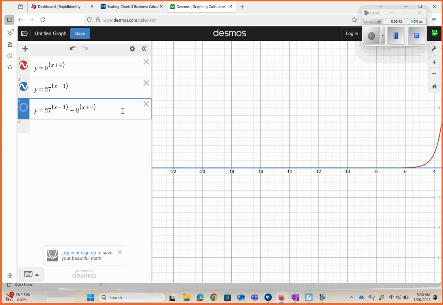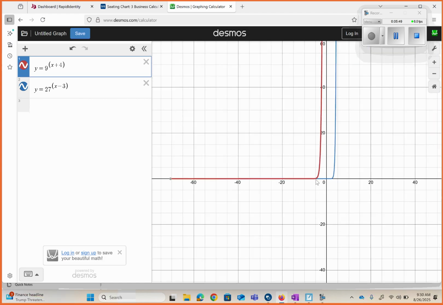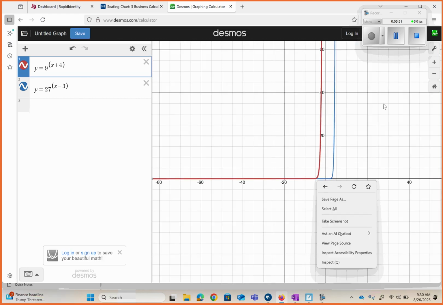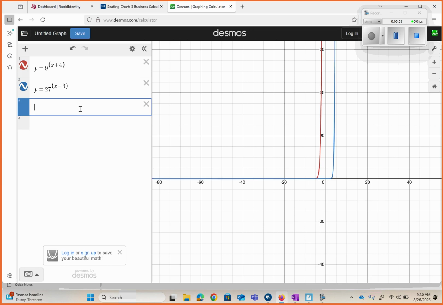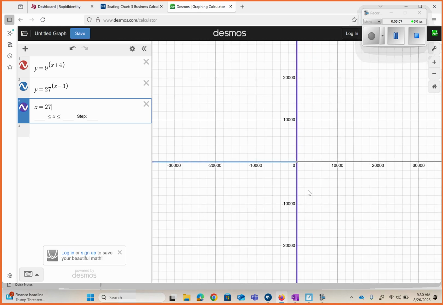Kill that. Okay, so if we go out to 27 in the x direction, now I'm going to just make this right. So this is going to be a huge number.